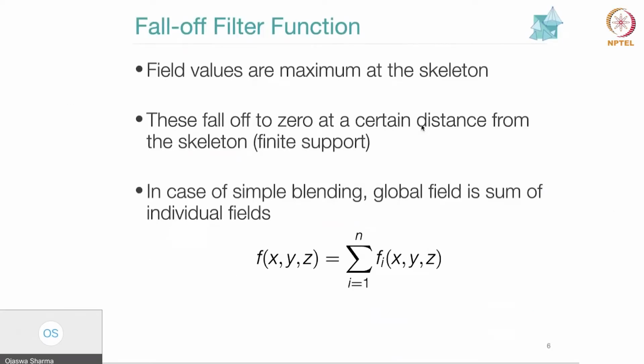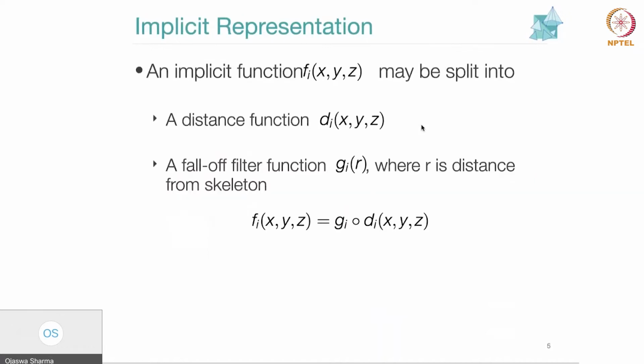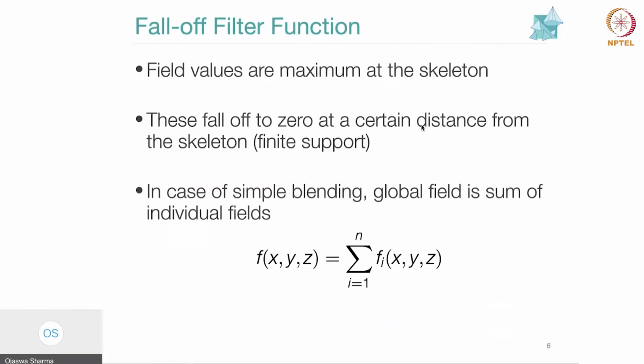So you have these multiple implicit fields defined like this. The way we assemble all of these fields, let's say you have 5 different fields defined on different types of skeletal elements, let's say a point and a line segment and so on and so forth.